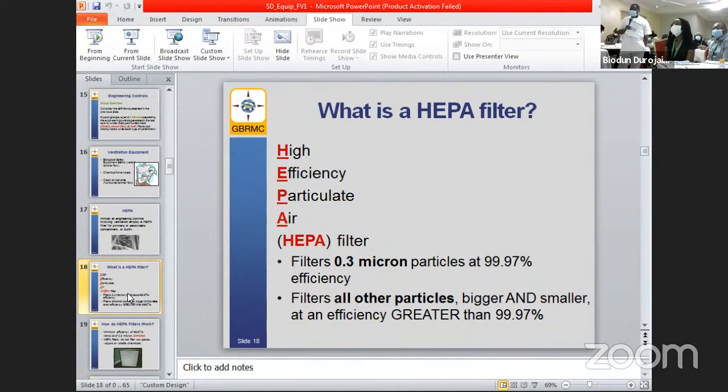It means also that the size of the particles is very important, up to 0.3 microns. And 1 micron is 1 over 1 million of a meter, or one thousandth of a millimeter. That is an extremely fine particle.